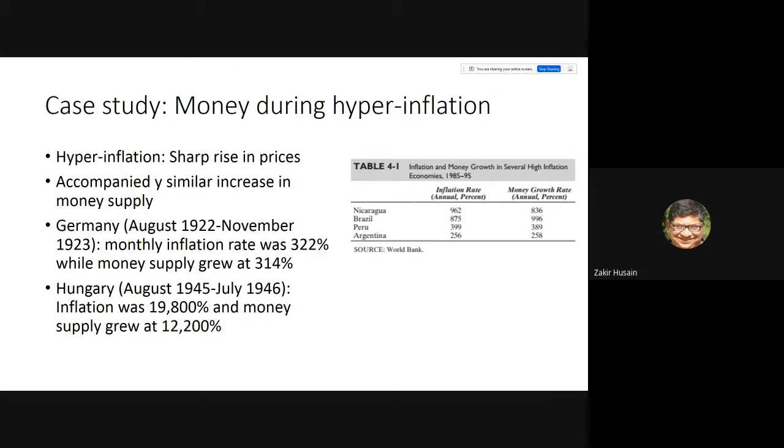Hungary, after the Second World War, when there was uncertainty, inflation was 19,800%. Money supply increased at 12,200%. So you can see the more recent data, the 80s in Latin America. The inflation rates are huge: 962, 875, 399, 256. And they are all fueled by growth in money supply.